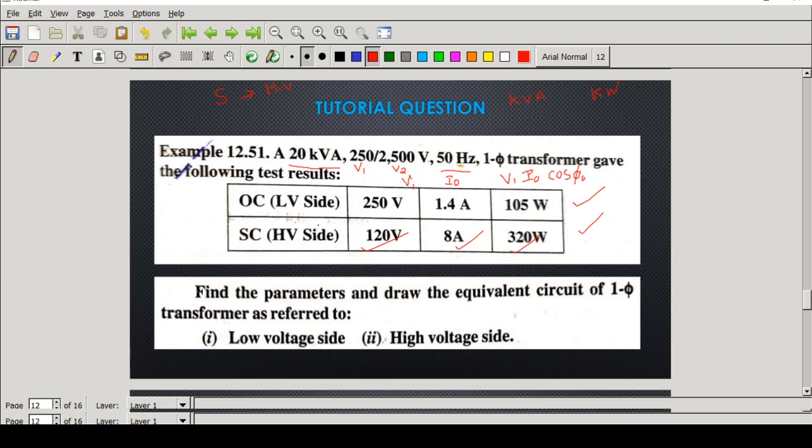There are two cases. First, you have to draw the equivalent circuit referred to the low voltage side. So remember that the low voltage side is primary and the high voltage side is secondary. So two cases are there, two equivalent circuit diagrams you have to draw. First referring to the low voltage side and the second one referring to the high voltage side. Now let's look at the equations.